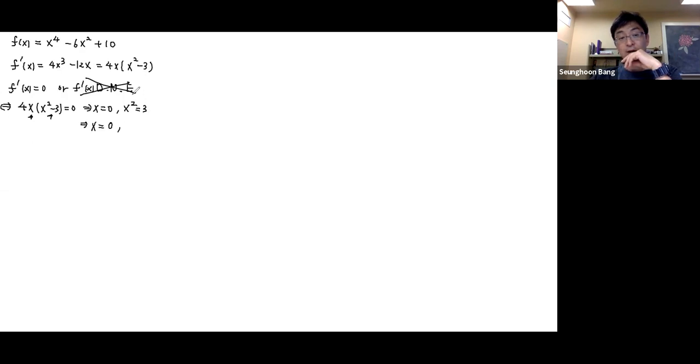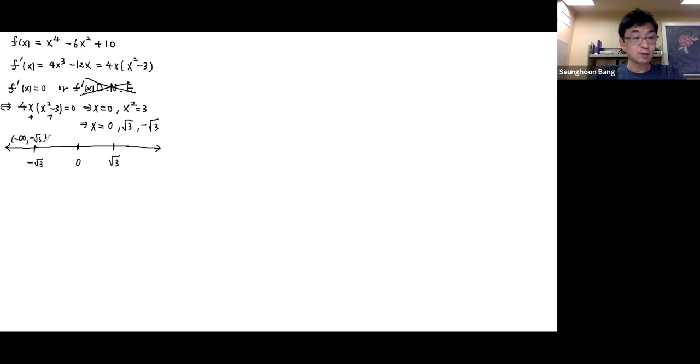Power is even power. What does it mean? The square root of 3 and negative square root of 3. We have these numbers, right? So you can draw a real line. You can plot here minus root 3, here 0, and root 3. We have four intervals: minus infinity to minus root 3, minus root 3 to 0, 0 to root 3, and root 3 to infinity.